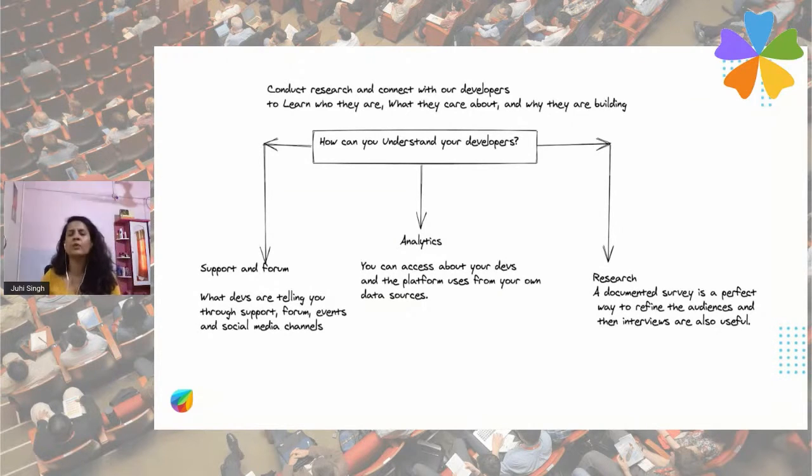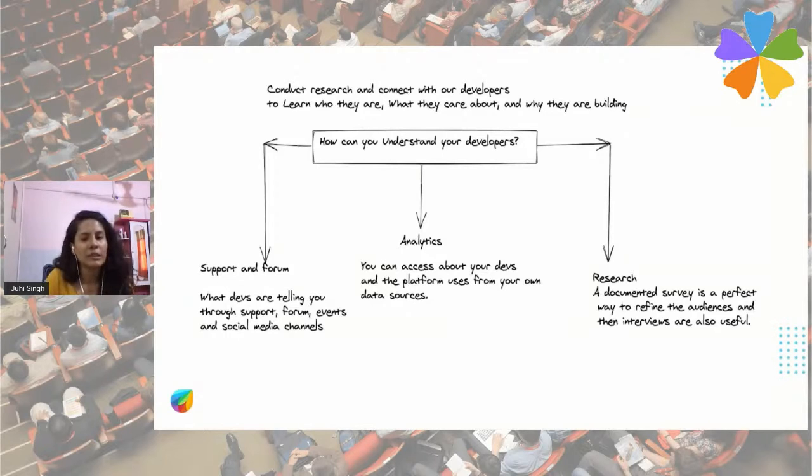There are three things you can do when you are dealing with developers. Of course, support and forum. Since you already have the support and forum, you can see what devs are telling you through the support forum, events and social media channels, and then you can use all that data internally to come up with an understanding of the developers. You can also do the analytics part, where you can see what your devs are doing and how they use the platform from your own data sources, like we have, right?